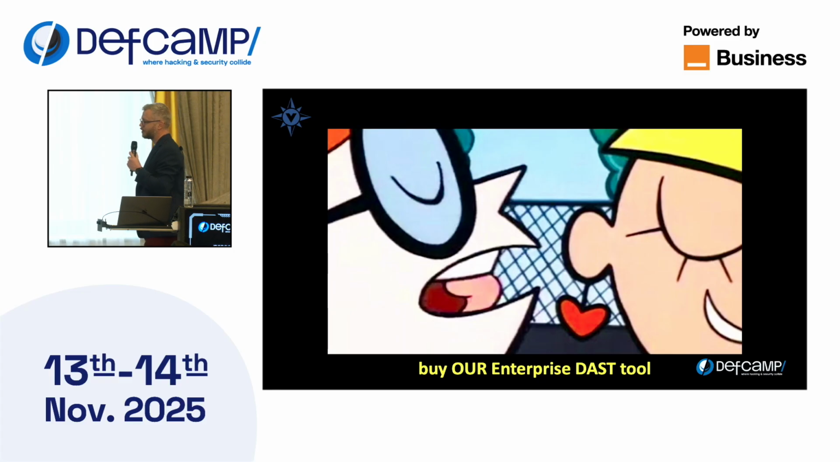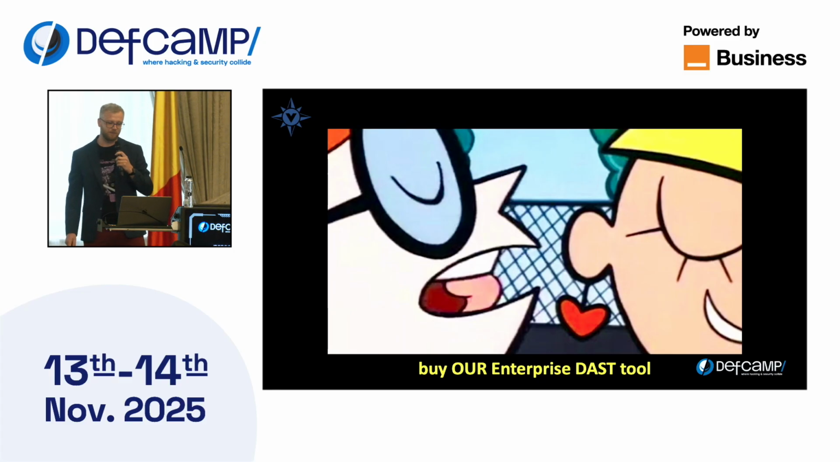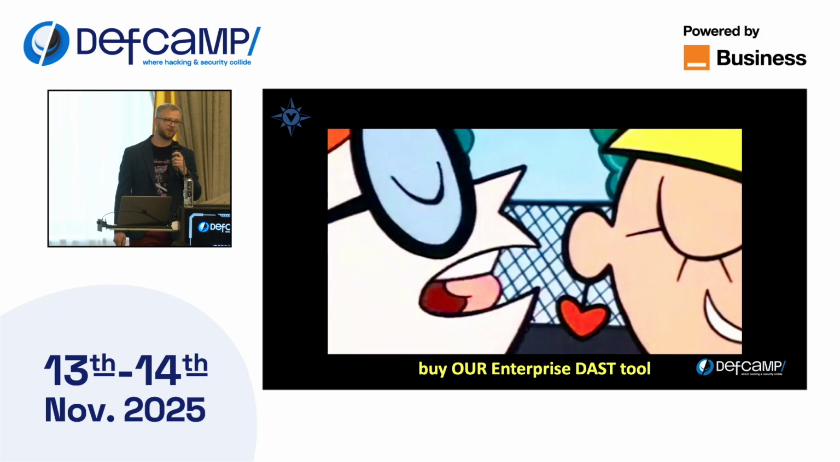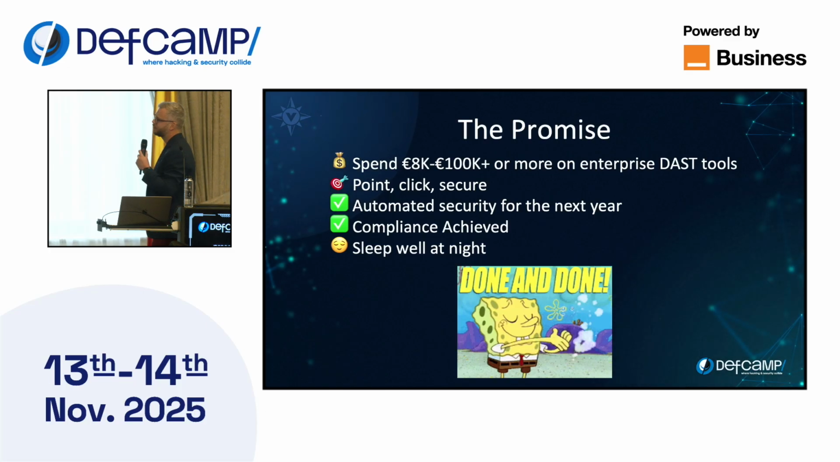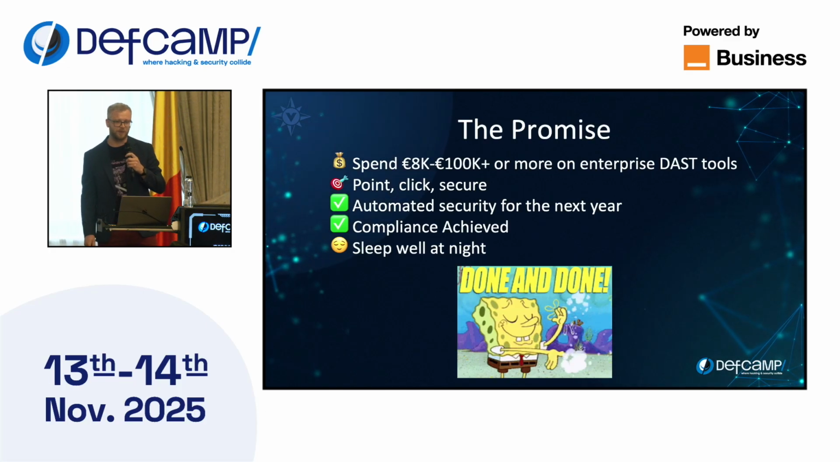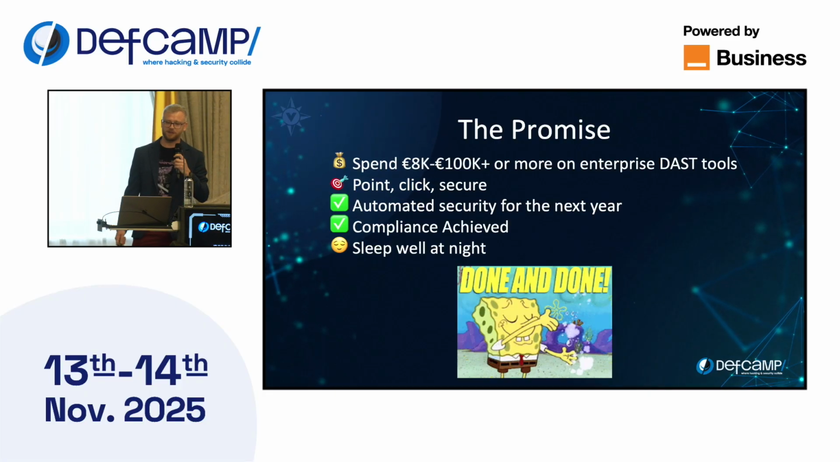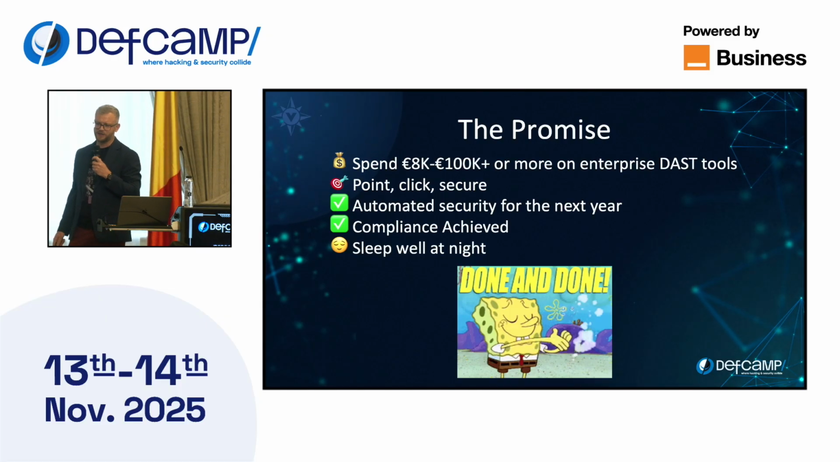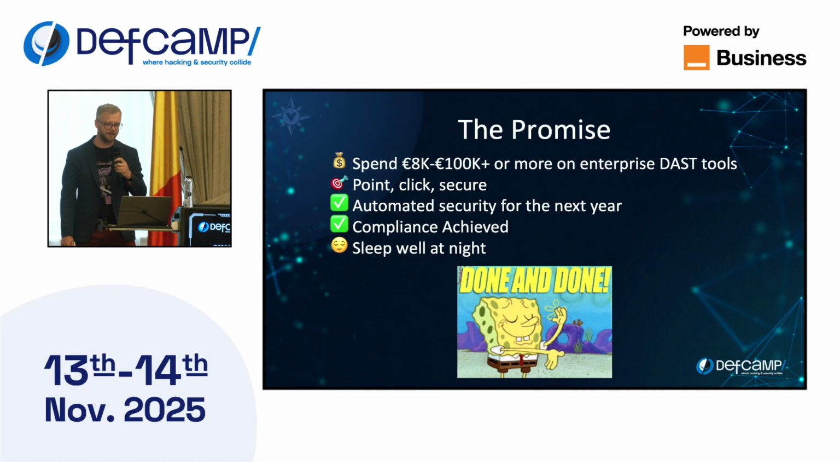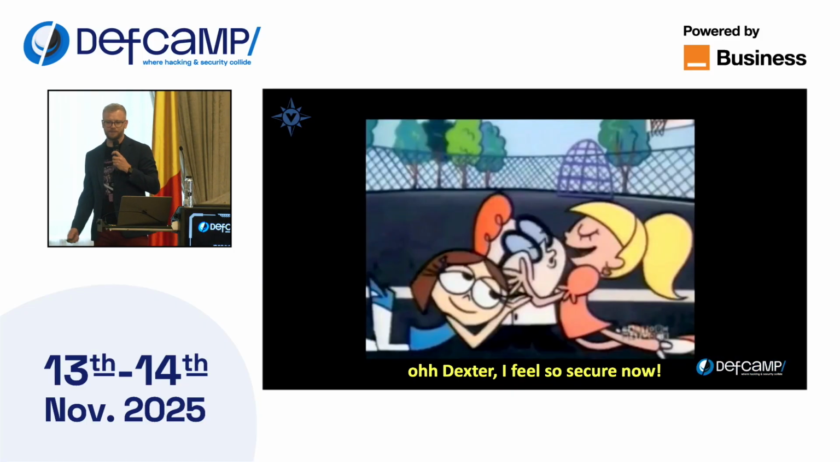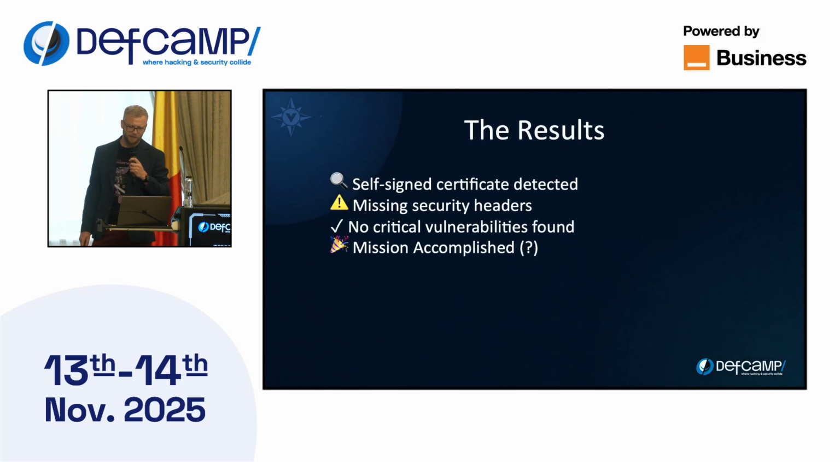So today, let's talk about enterprise DAST tools, problems that we have faced, and how you can actually solve them with some creativity. So what is the promise, right? Usually, all the vendors come with their tool sets, and they let you know, just pay for this tool, point, click, secure. You have the security automated for the next year. You can check out the compliance part, and sleep well at night, okay? Well, obviously, we paid for it. Awesome, we're good, right? But then you have the results.